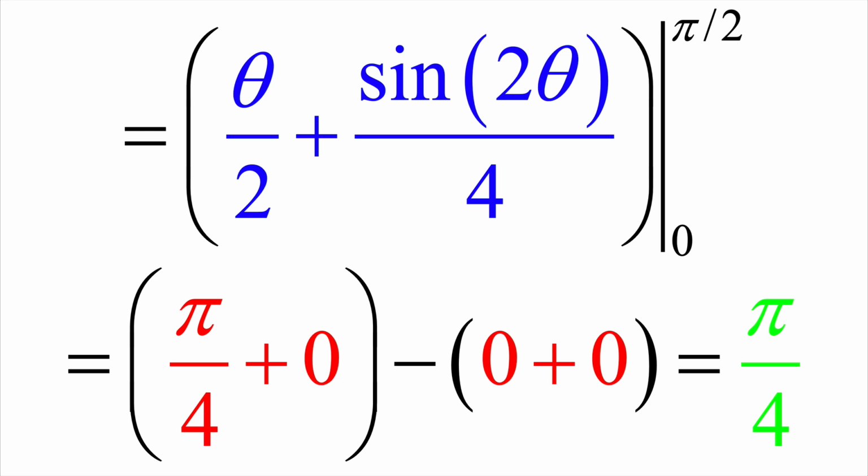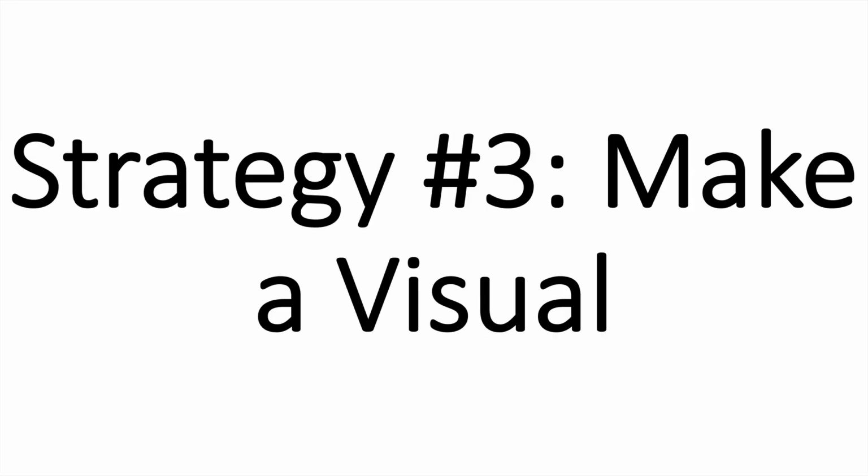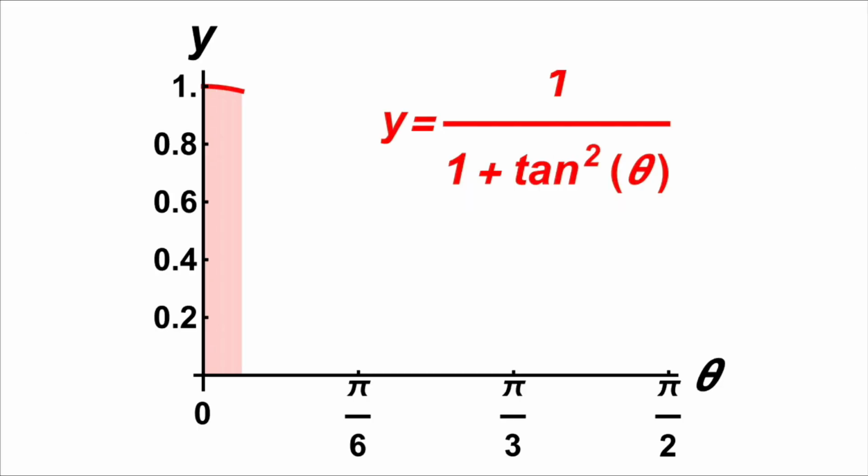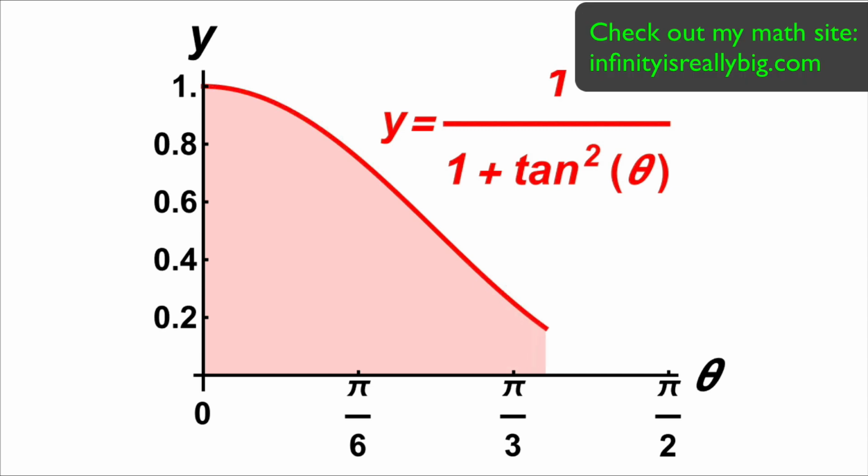I then followed the advice that I always give to my students and tried to understand this graphically. In fact, that's strategy number 3. Whenever you can, make a visual. I graphed 1 over 1 plus tangent squared theta from 0 to pi over 2 and saw that it seems reasonable for the area to be pi over 4.